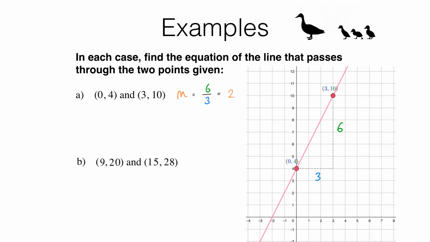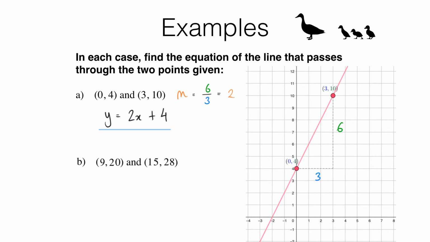Now that we've got a gradient, we can use the formula y minus y1 equals m multiplied by x minus x1. And we could choose either this point or this point to use for our x1 and y1. But actually we don't need to go to the trouble of using that formula, because in this particular case, we know the y-intercept of this line. We can see straight away that it is 4. That's the point where the line crosses the y-axis. So what we've actually got is a straight line with gradient 2 and y-intercept 4, which means the equation of the line we're looking for is y equals 2x plus 4. We don't have to go to the trouble of using the more complicated formula.